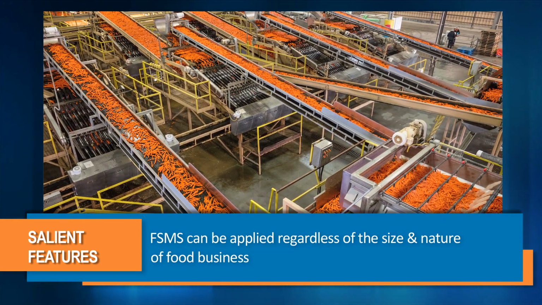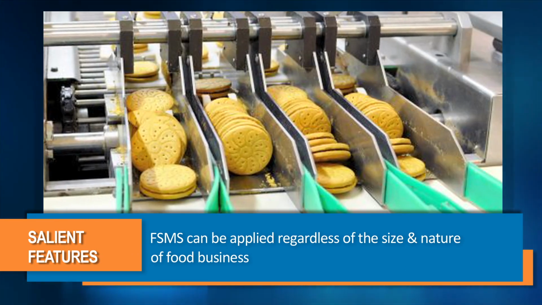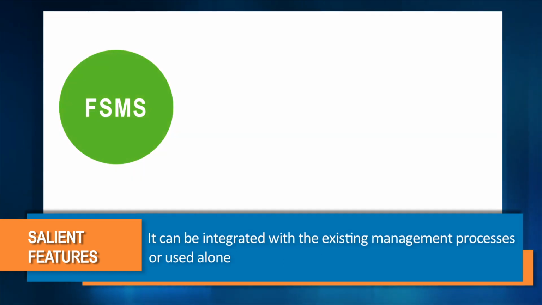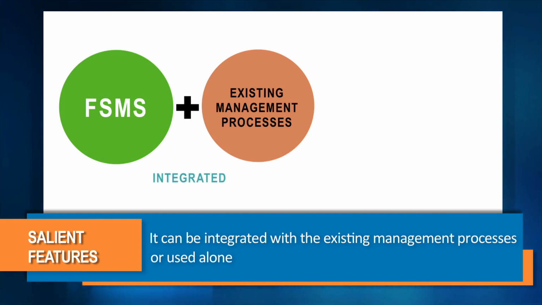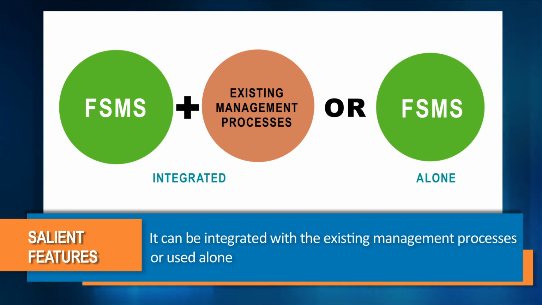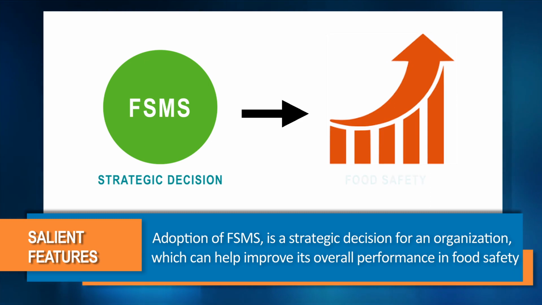FSMS can be applied regardless of the size and nature of the food business. It can be integrated with the existing management processes of the food business or used alone. The adoption of a food safety management system, or FSMS, is a strategic decision for an organization which can help to improve its overall performance in food safety.